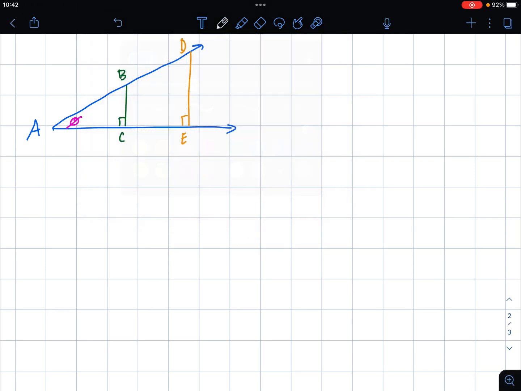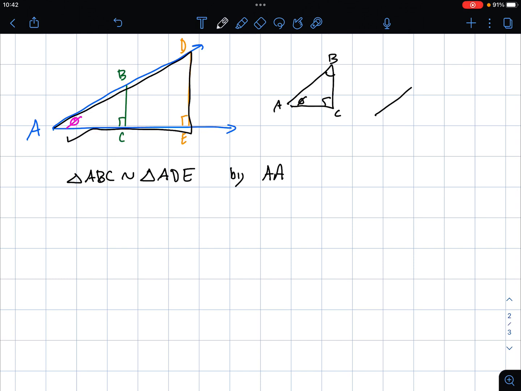Well, then it will be true that triangle ABC is similar to triangle ADE by angle-angle similarity. If I redraw off to the side, triangle ABC has theta, it has a 90-degree angle, and thus angle-angle, meaning the last angle will have to be the same. If I look at triangle ADE, it's a bigger version, but it must be similar because it has 90, it has theta, so the last angle must also be the same.